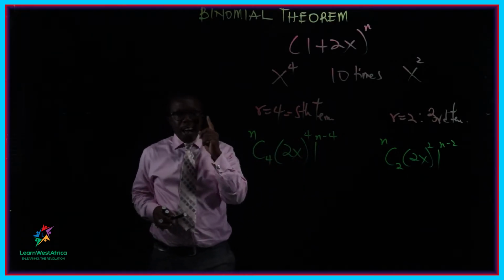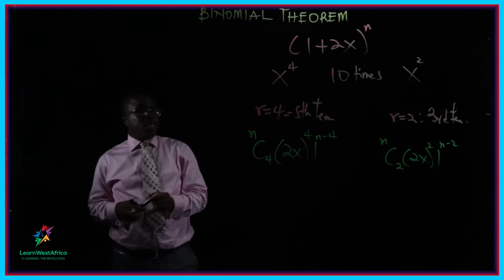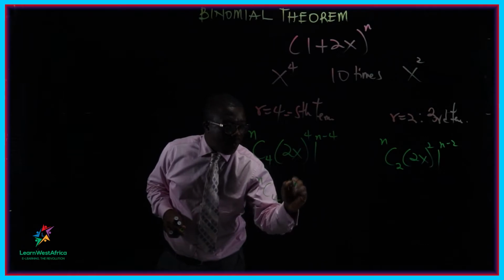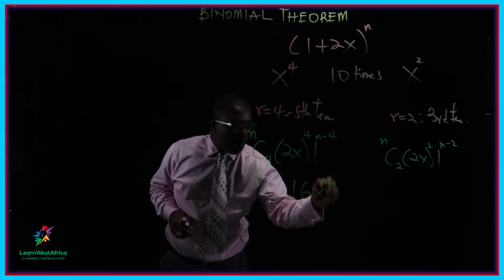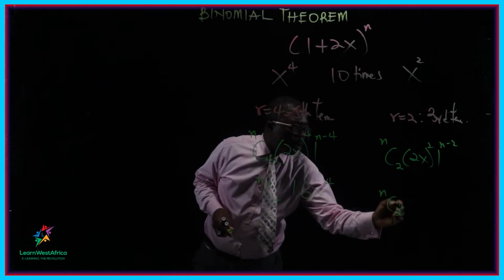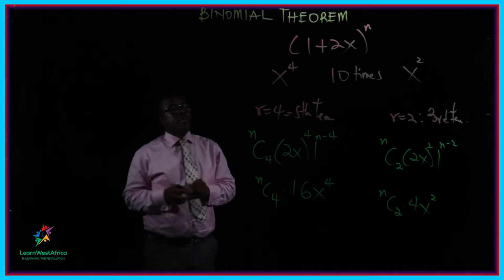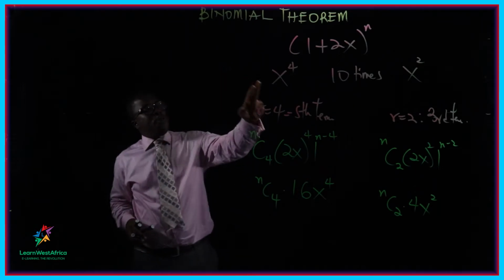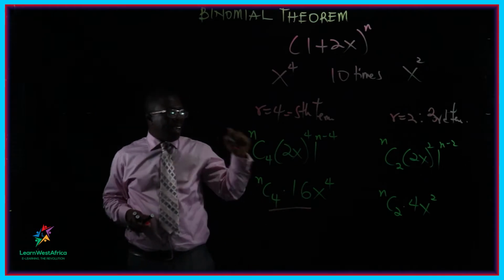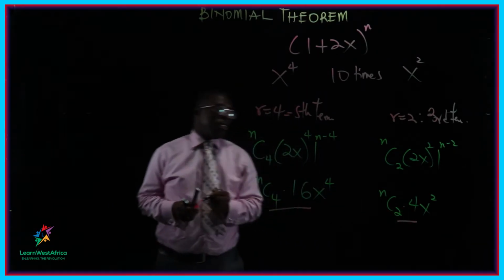So the more important aspect we want is this. 2 to the power 4 we know is 16. So here we're going to have n choose 4 times 16 x to the power 4. This is also going to give us n choose 2 times 4 x squared. So the question says that the coefficient of x^4, which we refer to as this, is 10 times the coefficient of x squared, which is this.